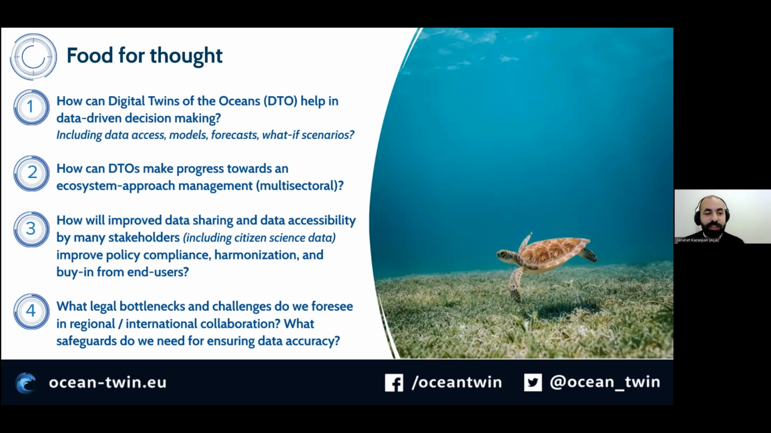Second point is, how can digital twins of the ocean make progress towards an ecosystem management approach? And this includes multi-layered, multi-sectoral decision-making. So for instance, if one new policy or decision is taken within fisheries or marine protected areas, what could be the implications of this over other sectors, other domains? And of course, the most straightforward being, how can future forecasts and changes like climate change impact multiple different sectors?